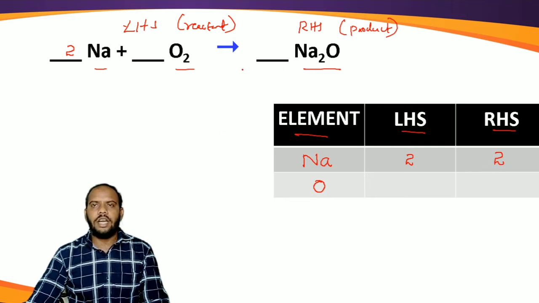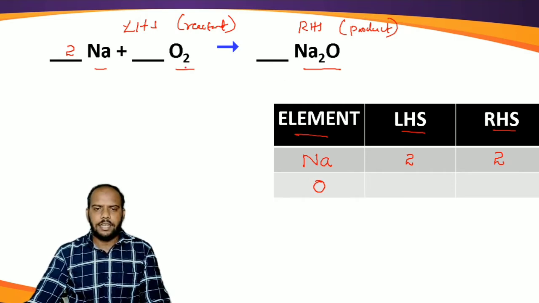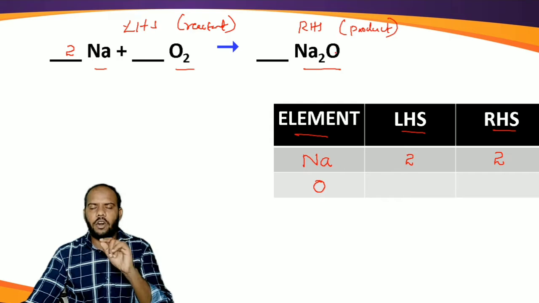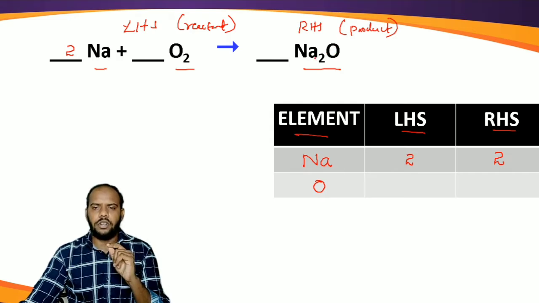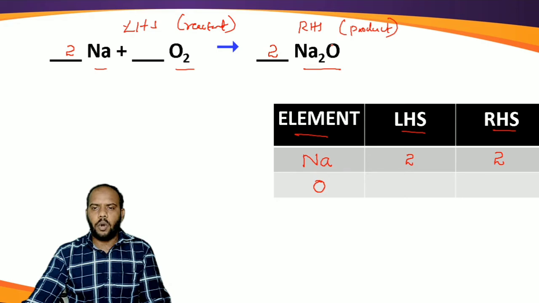Now we can look at the oxygen, and always remember, first the metals should be balanced. Only last should you balance all the gases such as hydrogen and oxygen. Now how many oxygen here? 2 oxygen. But you observe here only 1 oxygen is present. So if I keep 2 here, what happens? It becomes 2 oxygen here also.